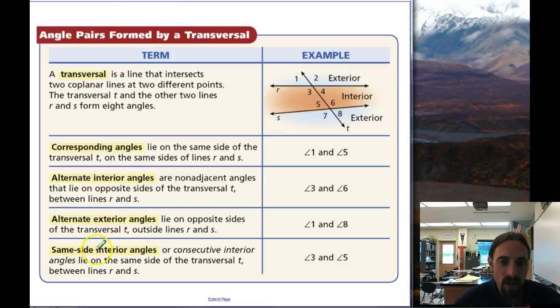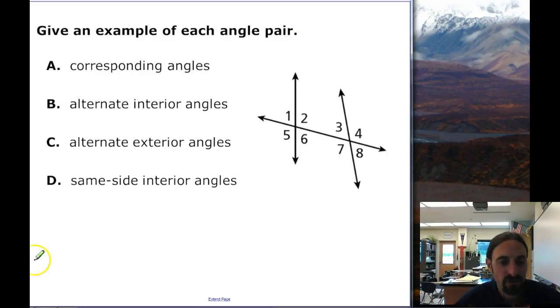And last but not least, same side interior angles could be 3 and 5, or it could be 4 and 6. We're going to do more work on this on Friday, but I think it's important to get this information down. And of course, this is what you need to then be able to do: look at a diagram and say, okay, what are corresponding angles? Well, 5 corresponds to 7. 5 is the southwest corner, 7 is the southwest corner.